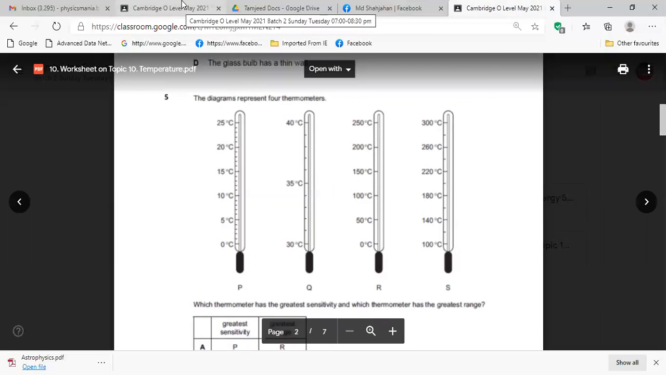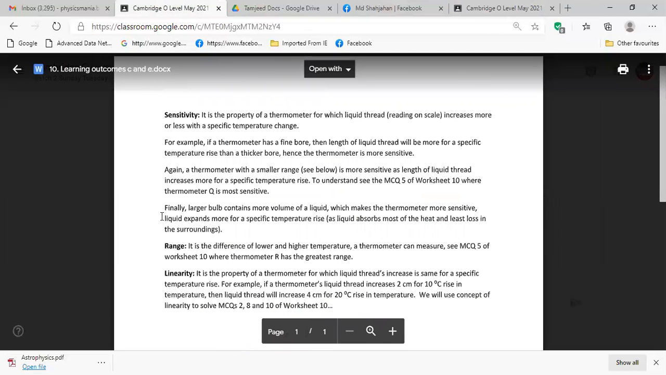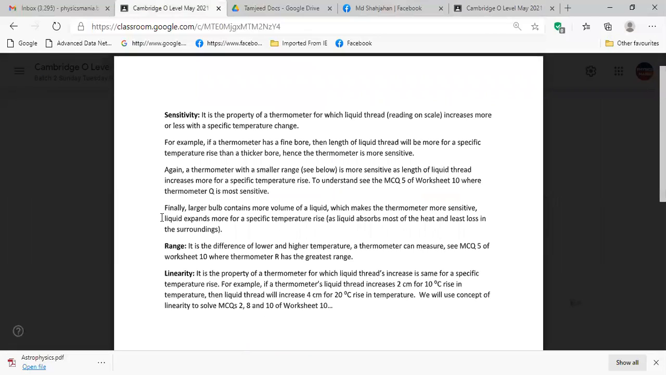Okay, now another factor is there for sensitivity, that is a larger bulb. Can you read this part? Finally, a larger bulb contains more volume of a liquid, which makes the thermometer more sensitive. Liquid expands more for a specific temperature rise, as the liquid absorbs more of the heat and least loss in the surroundings.